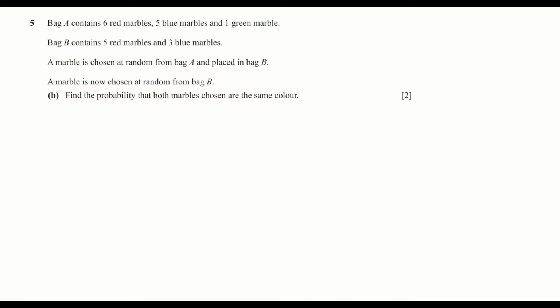Part B says find the probability that both marbles chosen are the same color. If both marbles are the same color, we could have a red marble first and a red marble second, or we could have a blue marble first and a blue marble second, or we could have a green marble first and a green marble second. We can use our tree diagram from part A to find the respective probabilities. Let's start with our red marbles.